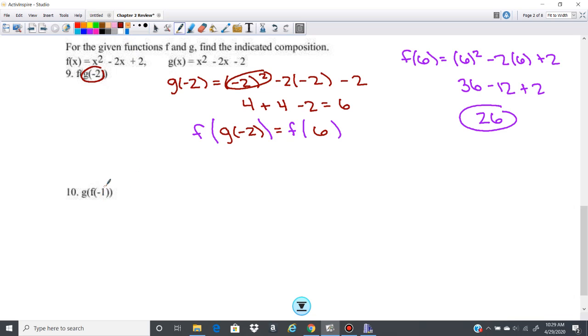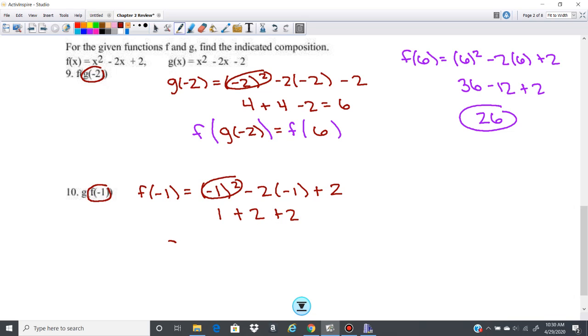Let's take a look at the next problem. You have g of f of -1. So now you're going to start with your f function, and you're going to plug -1 in. So we have x squared, -1 squared, minus 2 times -1 plus 2. And then -1 squared is going to give us a positive 1. -2 times -1 will give us a positive 2 plus 2. So 1 plus 2 plus 2 is going to give us 5. So here we get f of -1 equals 5.